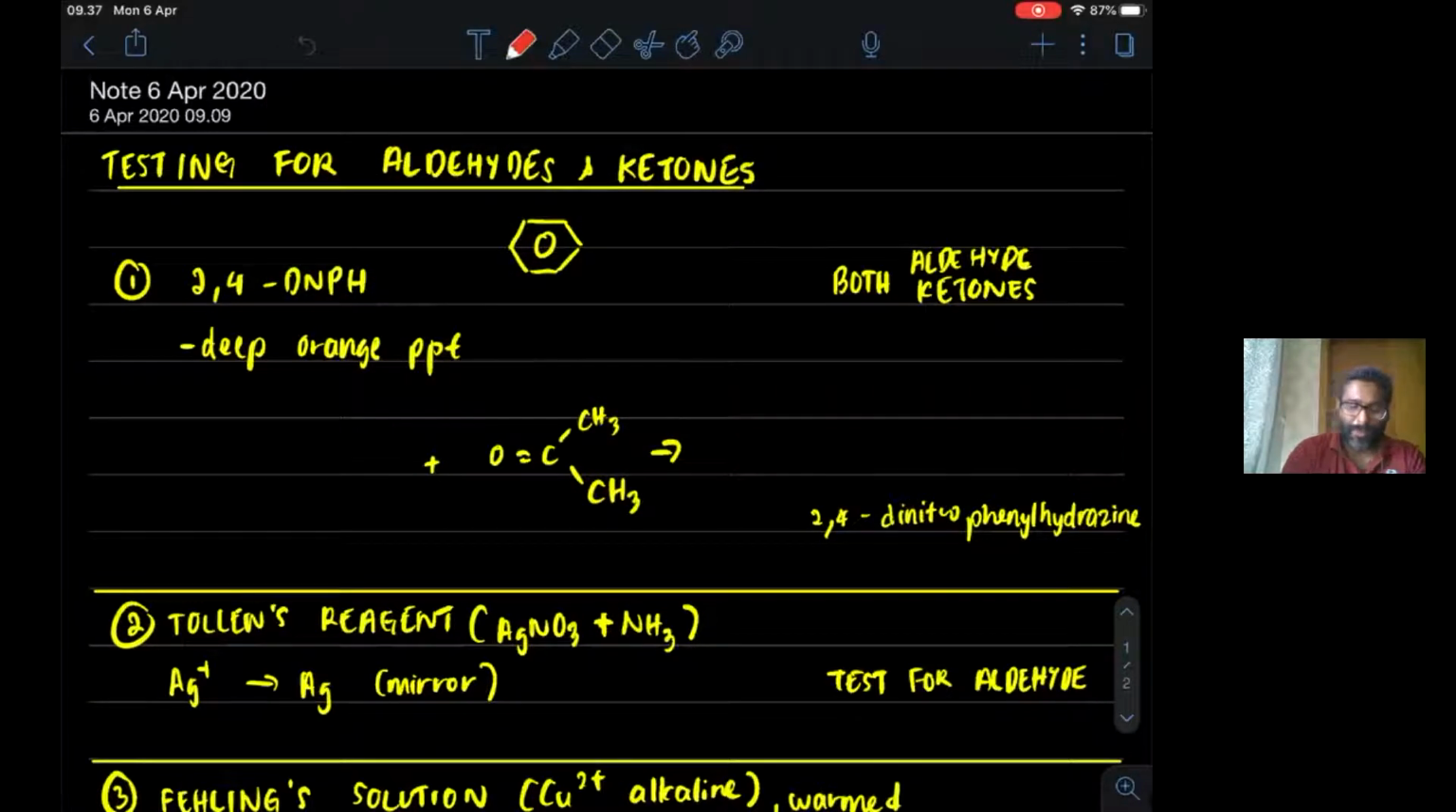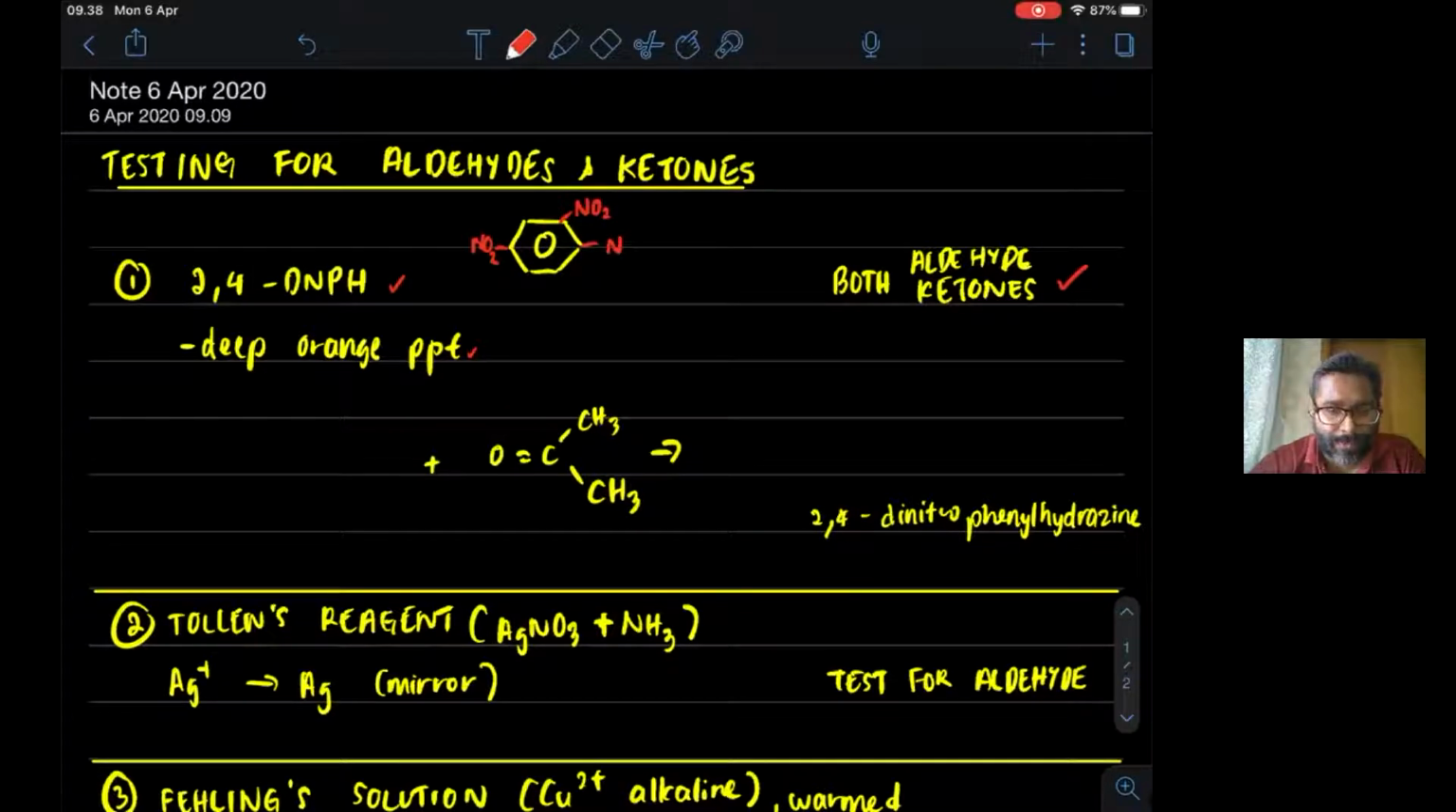2,4-DNPH, which will give you a deep orange precipitate. This DNPH is used for testing both aldehydes and ketones. If you look at the structure of DNPH, it's very important to know the structure. You need to put the NO2 there, and then NO2 there, and this one is connected to nitrogen.